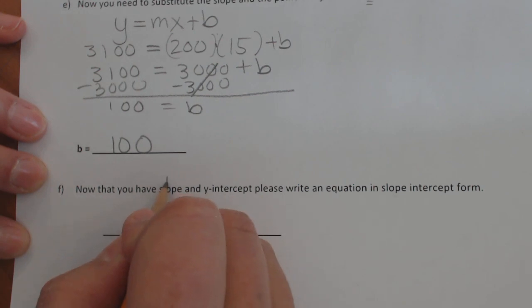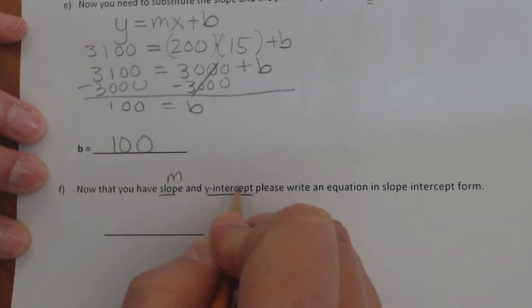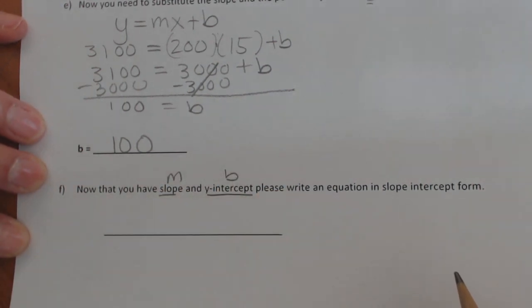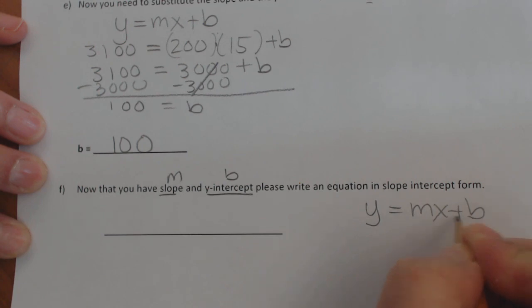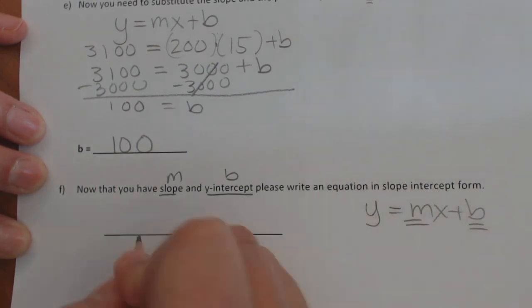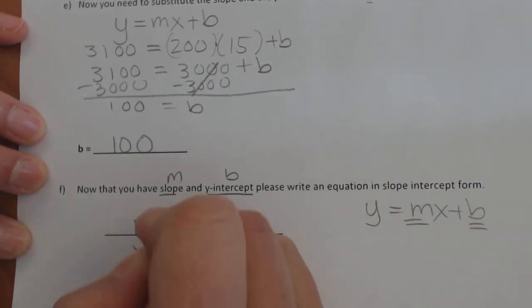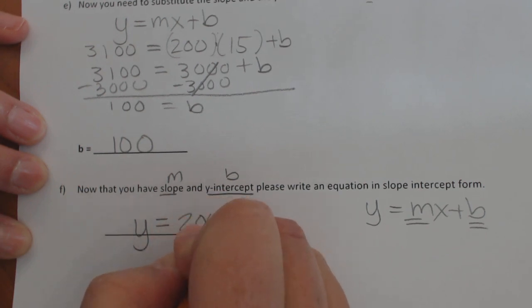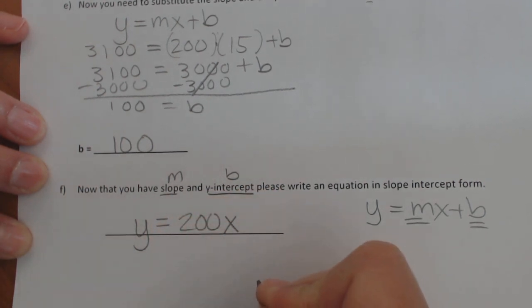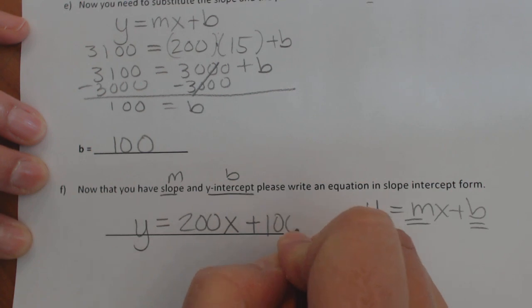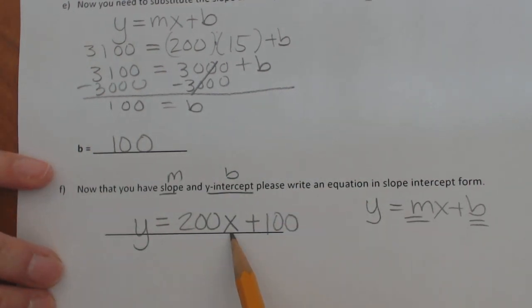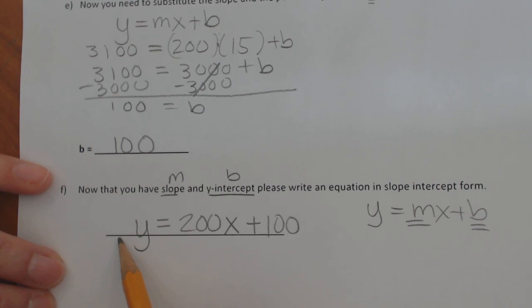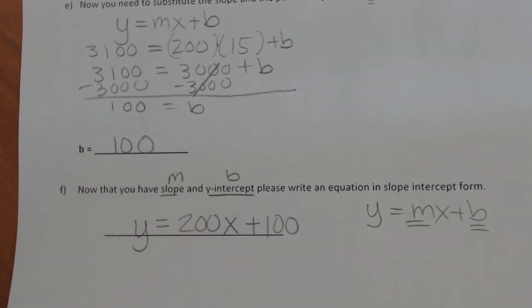Now that you have slope, m, and y-intercept, b, please write an equation in slope-intercept form. So because we have y equals mx plus b, we're going to substitute the m and the b in so that we can get an equation. Y equals, our m was 200, times the x variable plus 100. So this is our equation to find, if we know the number of weeks, the total population of mosquitoes. Pretty neat.